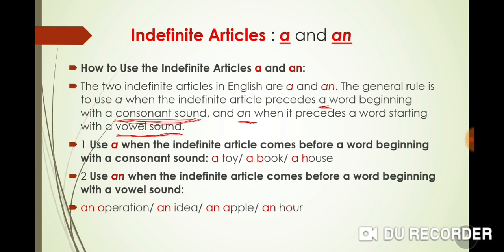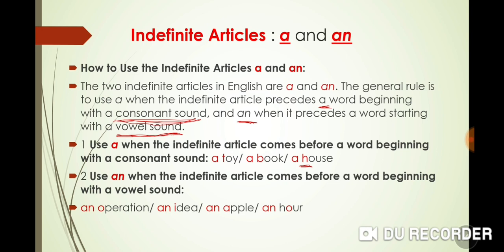Okay, so we take examples. Use a when the indefinite article comes before a word beginning with a consonant sound. For example, a toy, a book, a house. Okay, هنا عندنا ال H نلفظها ه. A house. All these words or nouns start with a consonant sound.